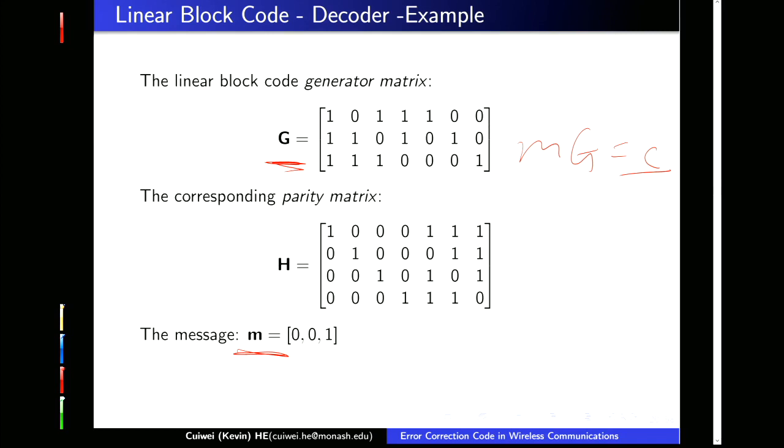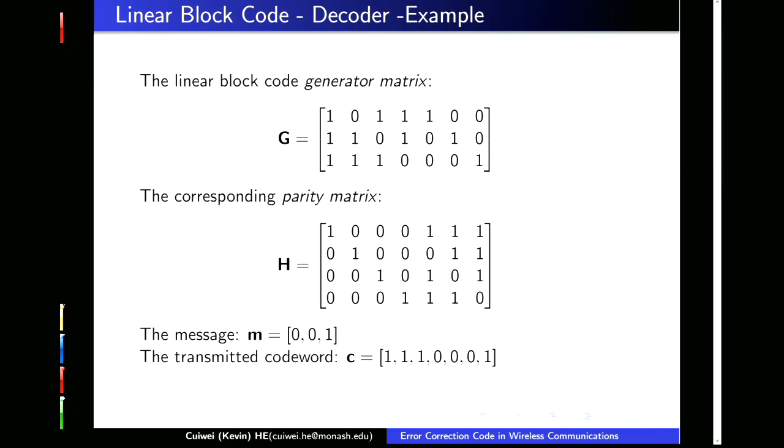So hopefully no one is confused about this process. We have an input, which is M. We have an encoder, which is G. What is the output? Is everyone clear? Yeah. So this is the process at the transmitter.